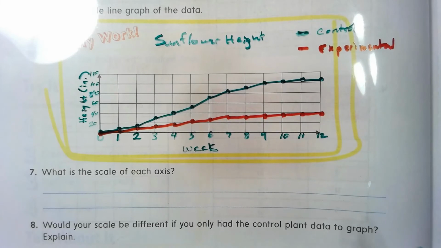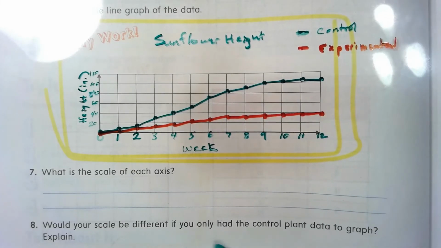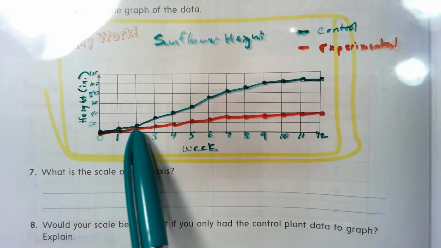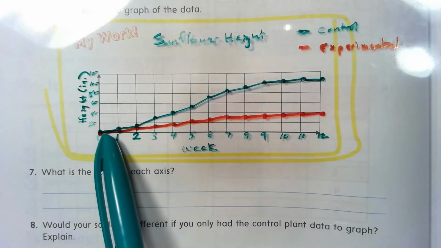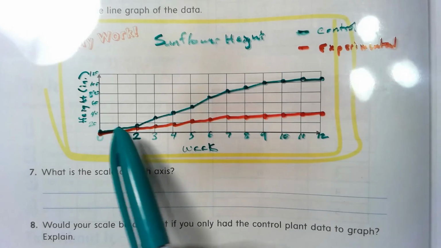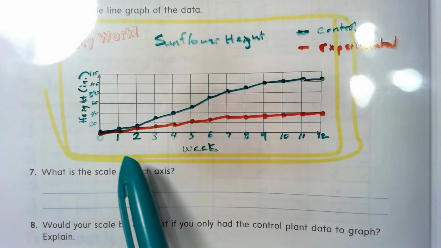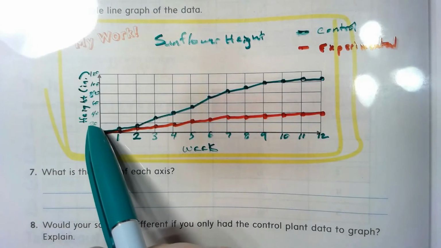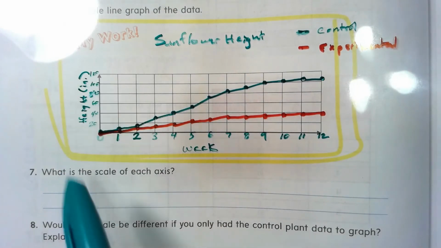Question 8 says, would your scale be different if you had only had the control plant data to graph? The control plant is this green one right here, and the answer to that would be no, it wouldn't be any different because the control plant is the one that caused our y-axis to be skip counting by 20, caused it to need to go from 0 to 120.